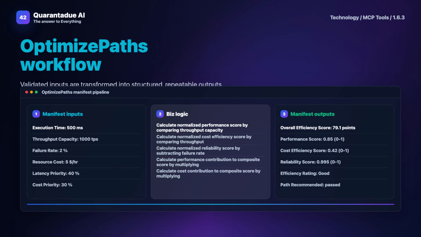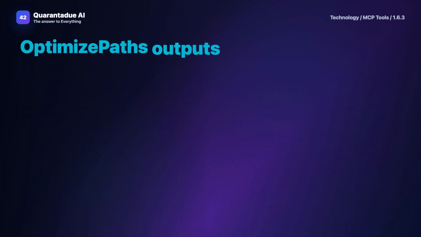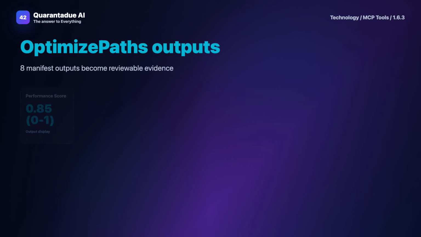Calculate performance contribution to composite score by multiplying performance score with latency priority weight, and calculate cost contribution to composite score by multiplying cost efficiency score with cost priority weight. This keeps the process deterministic, reviewable, and aligned with how technology teams actually make decisions.